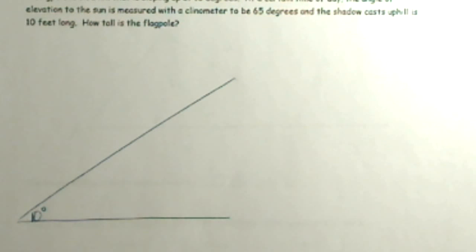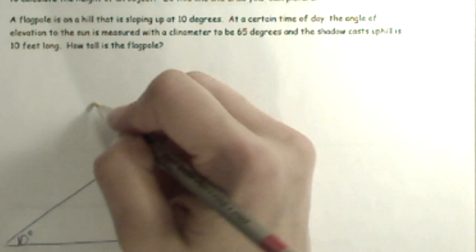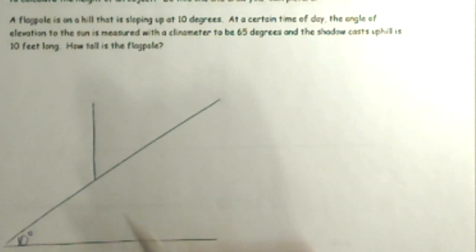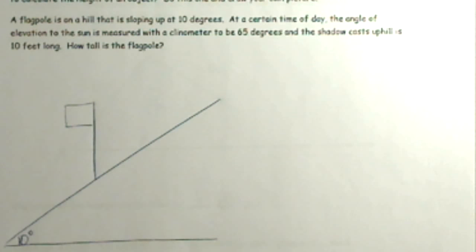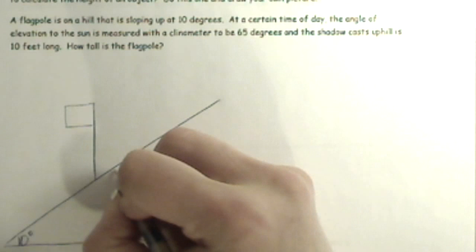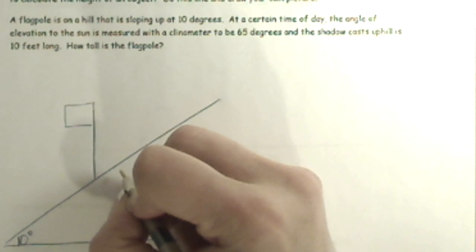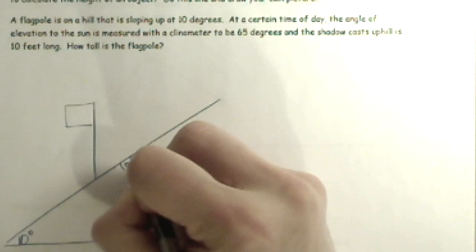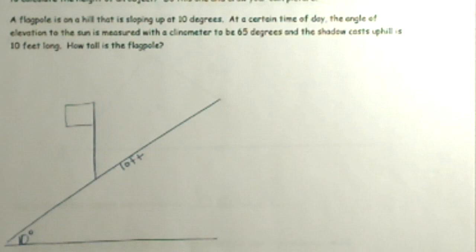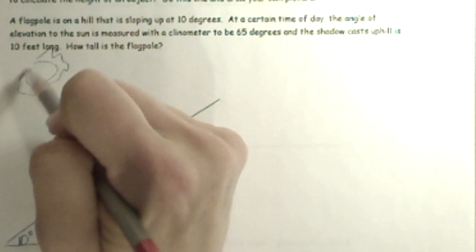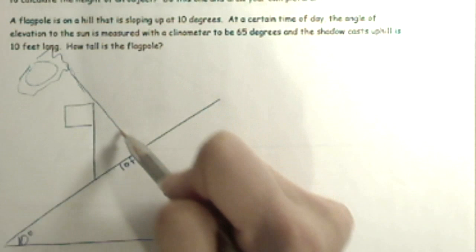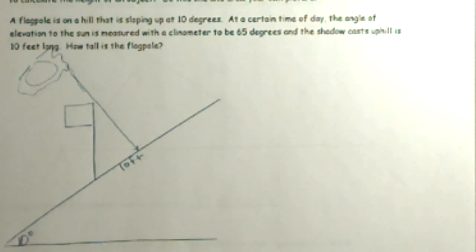At a certain time of day, the angle of elevation to the sun is measured to be 65 degrees. Okay, I'm going to draw my flagpole on the hill. Okay, and here's my flagpole. And the shadow is cast up the hill at 10 feet long. Okay, so we have a 10-degree angle and a 10-foot shadow. That's a lot of 10s. Now, if the shadow is cast uphill, that would mean the sun is on this side shining. So here's our Mr. Sunshine casting a shadow with the ray of sun, and there's that situation.